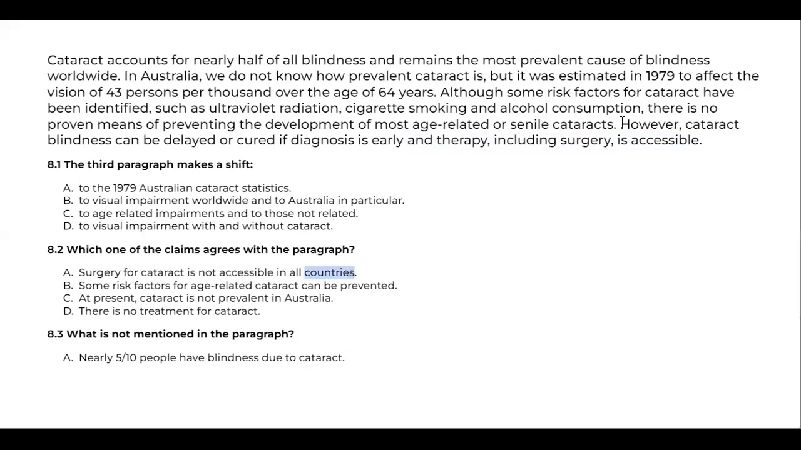No, of course. Okay, sir, this cannot be included, so we are eliminating that possibility. Second one: some risk factors for age-related cataract can be prevented. Does it say anything about preventing? Preventing is something, curing is something else.